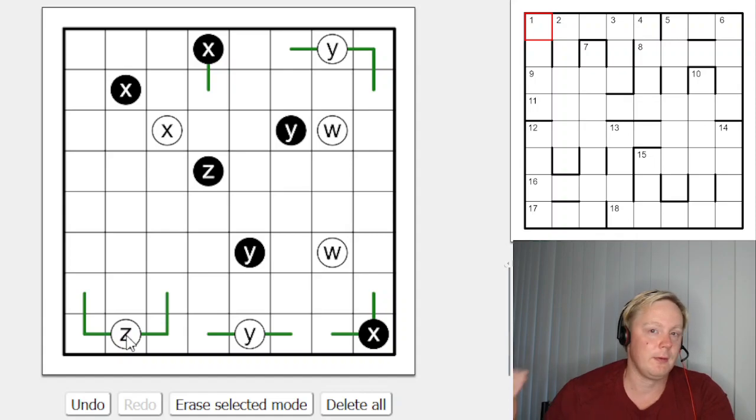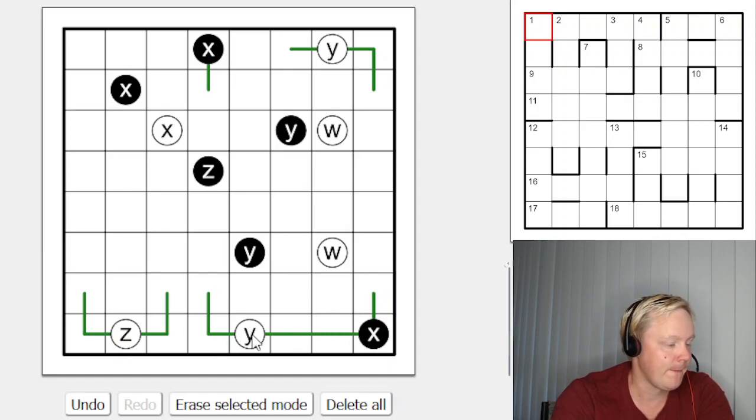So we know Z is 2, and we also know no other letter can be 2 now. And that's also useful for us because, first of all, Y has to turn, and second of all, Y can't turn here because that would make Y 2 and Z is already 2. So that means we are going straight here. And that means we already know Y. So that's 1, 2, 3, and 4. So Y is 4.